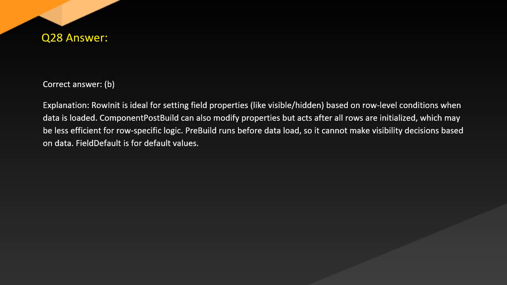Answer. Correct answer, B. Explanation. Row init is ideal for setting field properties like visible or hidden based on row level conditions when data is loaded. Component post build can also modify properties but acts after all rows are initialized, which may be less efficient for row specific logic. Prebuild runs before data load, so it cannot make visibility decisions based on data. Field default is for default values.